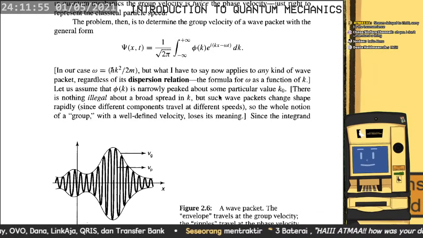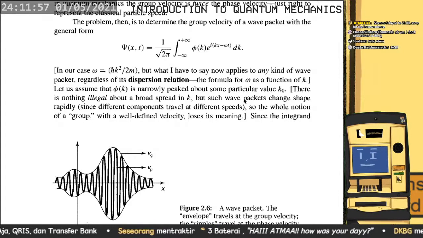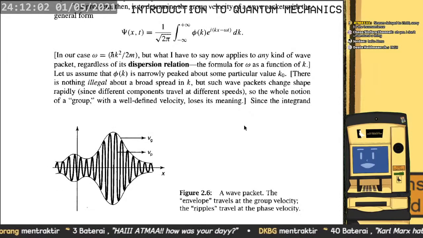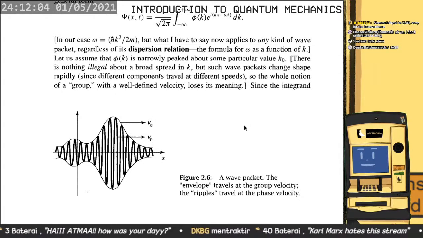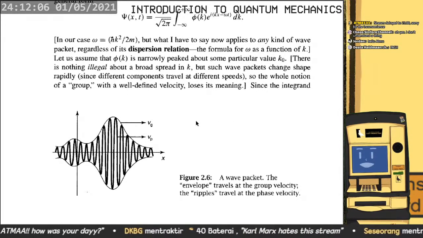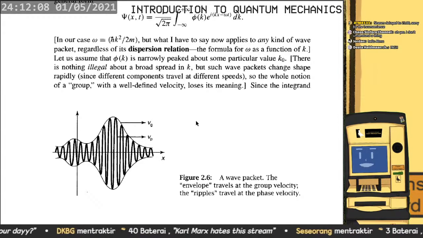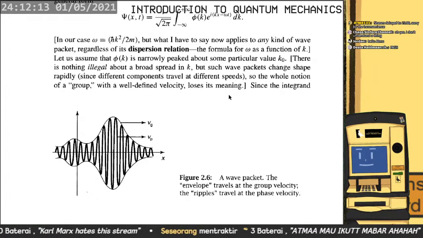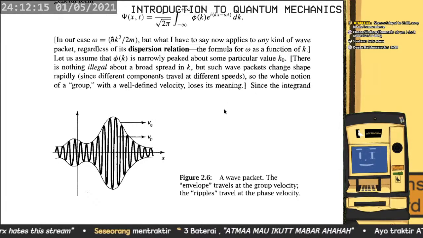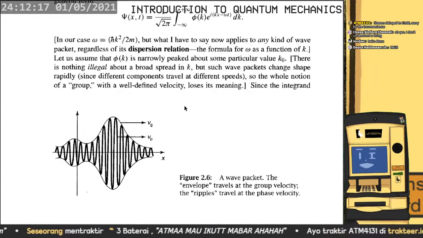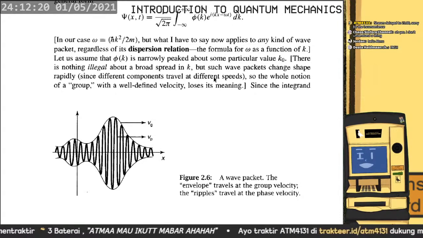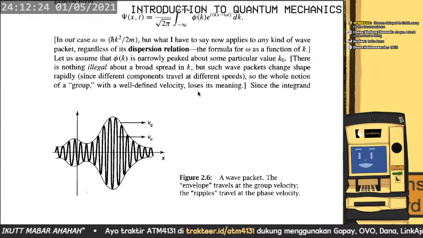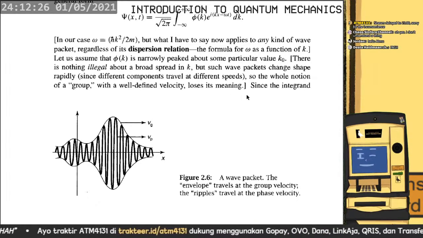But what I have to say now applies to any kind of wave packet, regardless of its dispersion relation, the formula for ω as a function of k. Let us assume that φ(k) is narrowly peaked about some particular value k0. There is nothing illegal about a broad spread in k, but such wave packets change shape rapidly since different components travel at different speeds. So the whole notion of a group with a well-defined velocity loses its meaning.